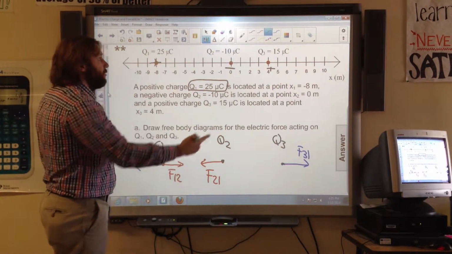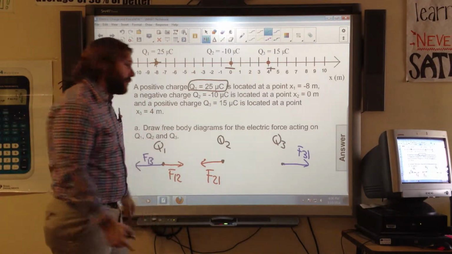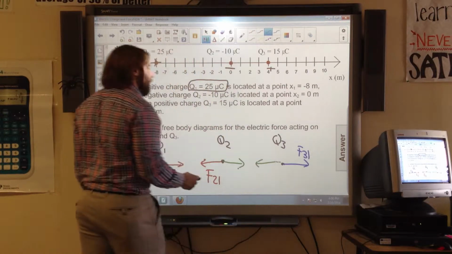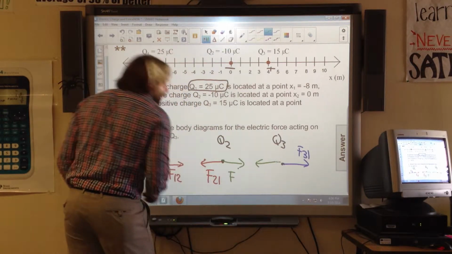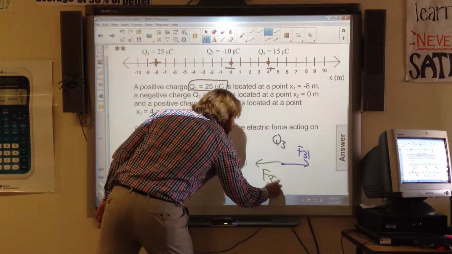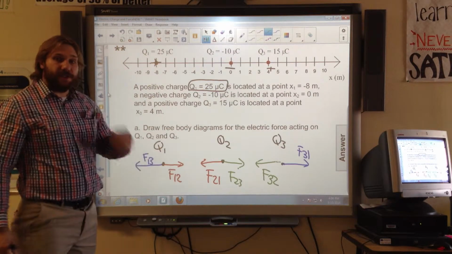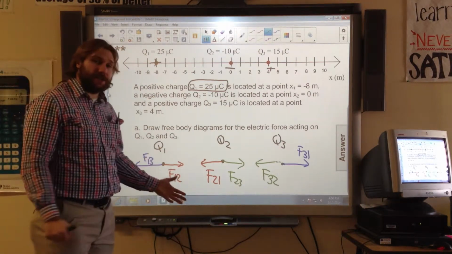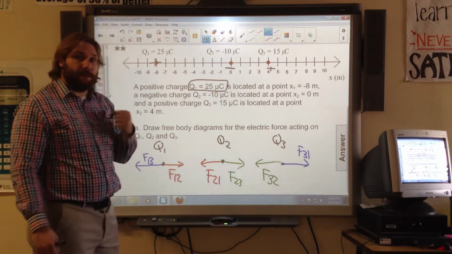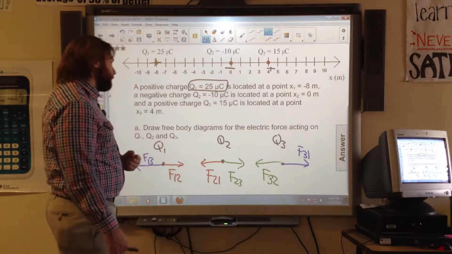Our last interaction, Q2 and Q3. Do they attract? Do they repel? Q2 is negative, Q3 is positive, meaning they attract. Therefore, I draw a force for each one towards the other. I'm going to label these as F23 and F32. I want to reiterate this one more time. Red forces are equal in magnitude, opposite direction. Blue forces are equal in magnitude, opposite direction. Same with the green forces, because they're the same charges in the equation that we're going to use.